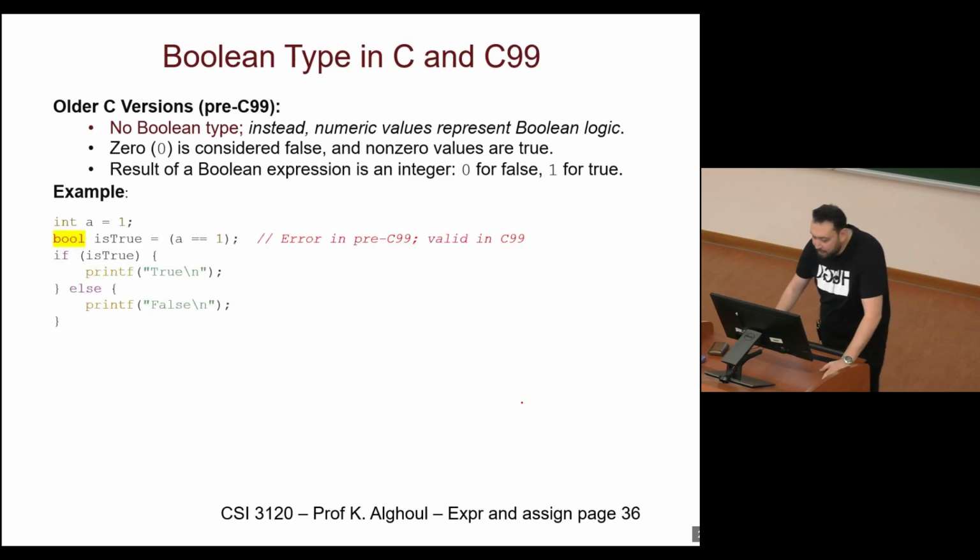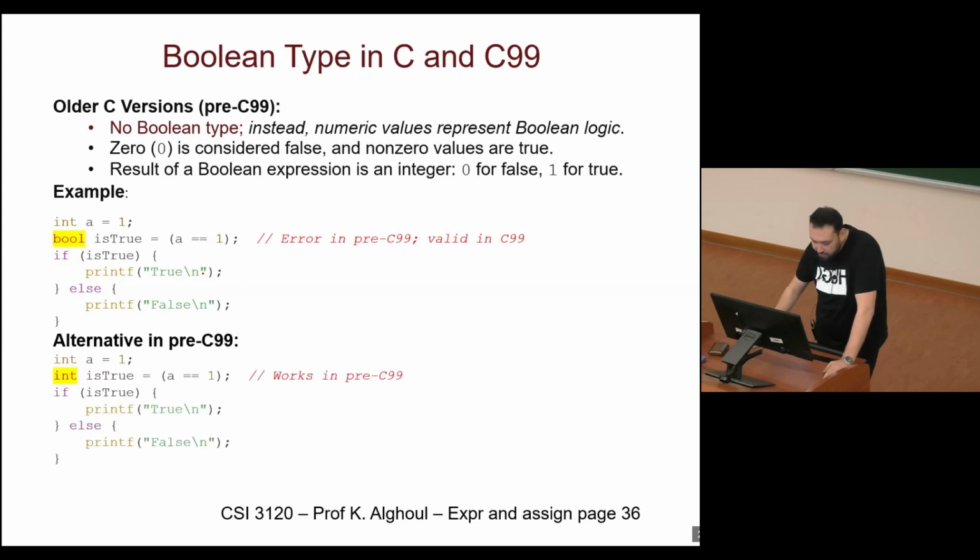So for example, if I use Boolean is true, it's going to give an error pre-C99. But how did they solve this issue? They used to do something like this. Instead of Boolean, they put int, and this solves things. They treat 0 as false and other non-zero values as true. So that's how they solved this.